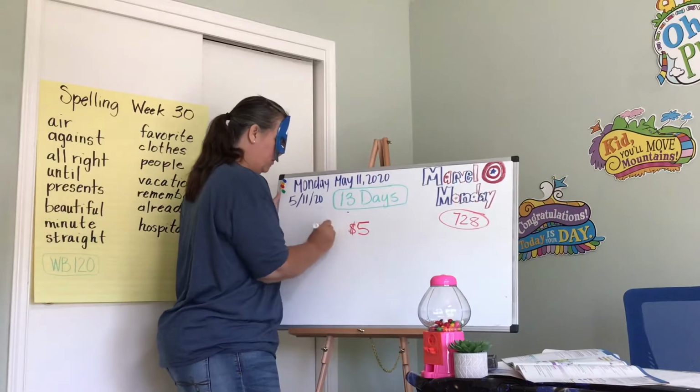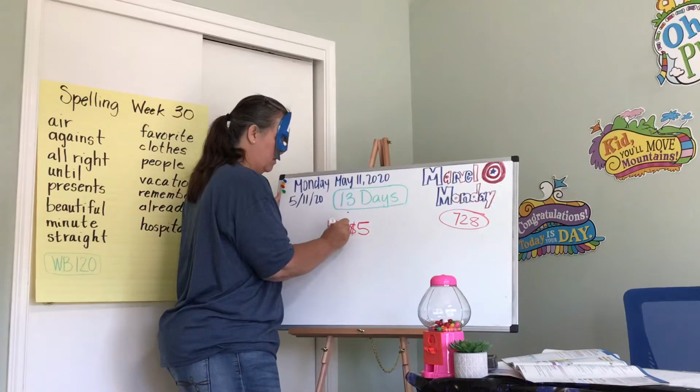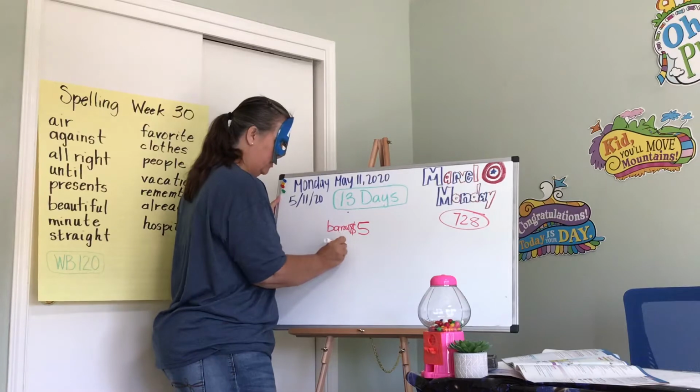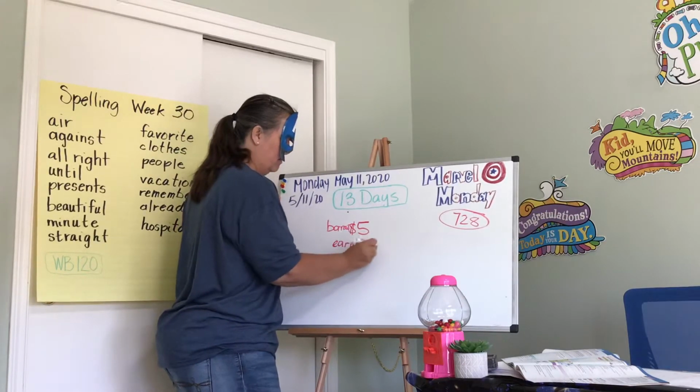All right, so Terry borrows $5 and she gets $3 a week. She borrows $5. She earns $3 per week.